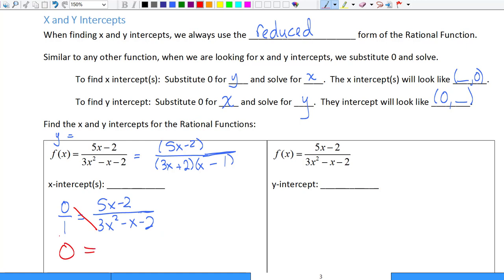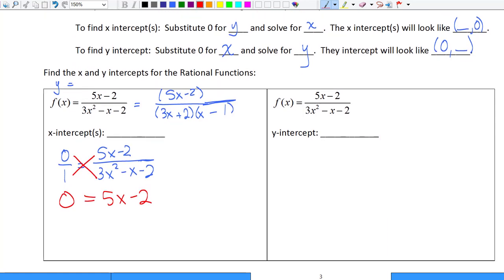equals. It doesn't matter if you put it on the left or the right, but when you cross multiply, there's an equals between them. Sometimes people try to cross multiply and make another fraction. Well, that doesn't help. You're trying to get rid of the fraction. So when I cross multiply again, 1 times the numerator 5x minus 2 is just 5x minus 2.